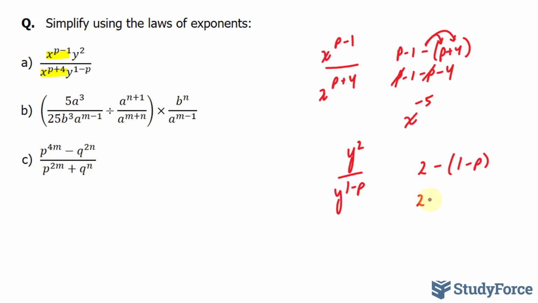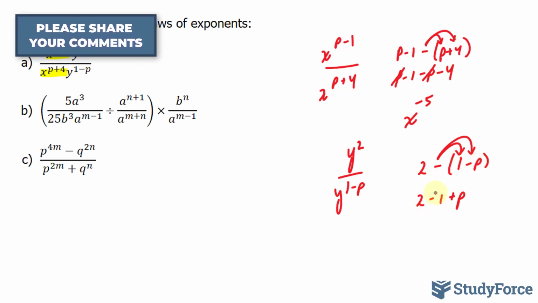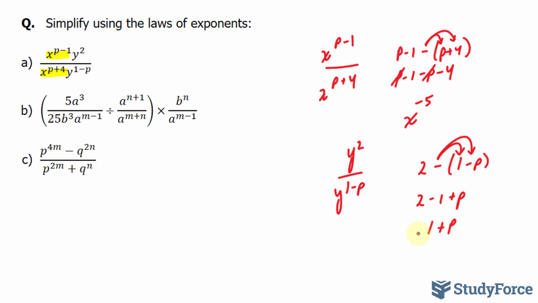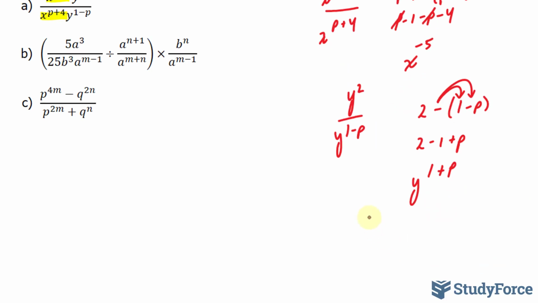Here we have 2 minus 1 plus p. This minus 1 influences the signs of the terms that are inside the brackets. This gives us 1 plus p. Therefore, we have y to the power of 1 plus p. Now I'll multiply x to the power of negative 5 with y to the power of 1 plus p.